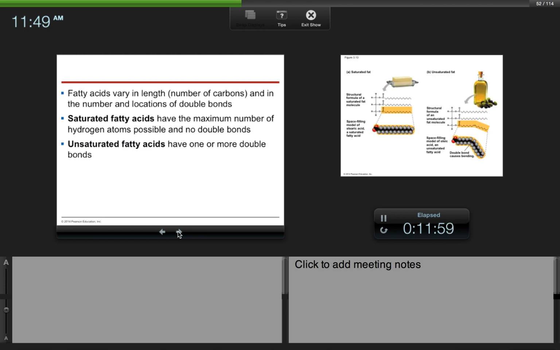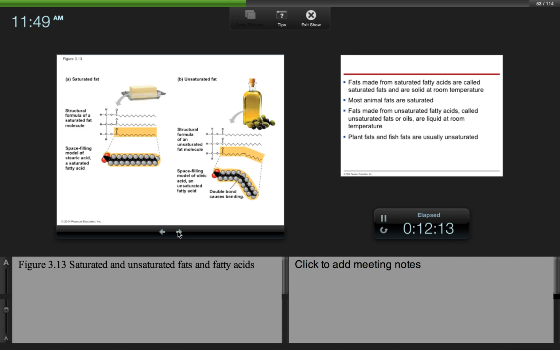Fatty acids vary in length and in number and location of double bonds. Saturated fatty acids have the maximum number of hydrogen atoms possible and therefore no double bonds. Unsaturated fatty acids have 1 or more double bonds. Okay, so here's a saturated fat, which is solid at room temperature. You can see that all of the fatty acid chains are straight because they do not have any double bonds like you see here. Because there are no double bonds, there can be tight packing of that fat, which makes it solid at room temperature.